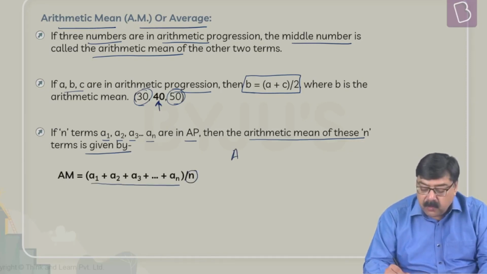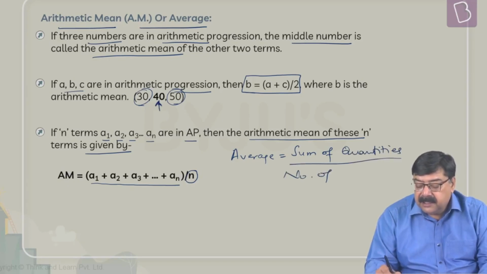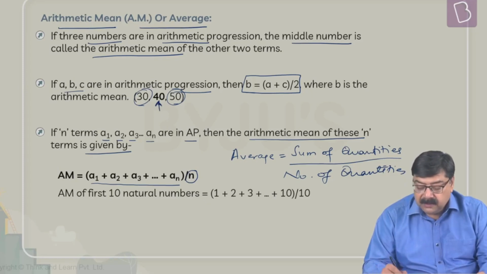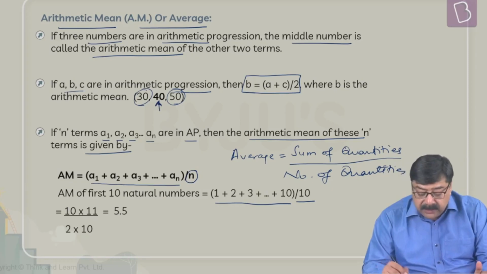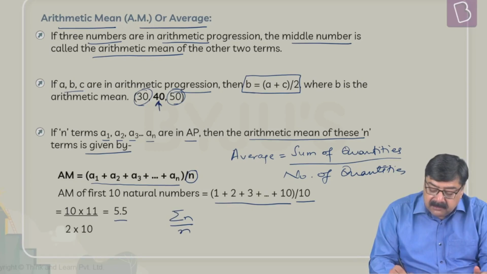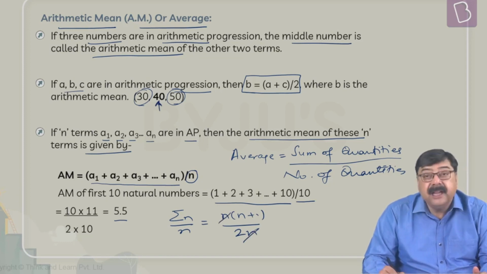So that is what we have learned in average as well, which is nothing but the sum of quantities divided by the number of quantities. Now, what will be the arithmetic mean of the first 10 natural numbers? Well, the sum of these numbers divided by 10. So 10 into 11 by 2 into 10, that is 5.5. Also, this can be taken as sigma n by n. Sigma n we know is n into (n plus 1) by 2, then divided by n. N gets cancelled here in the numerator and denominator.